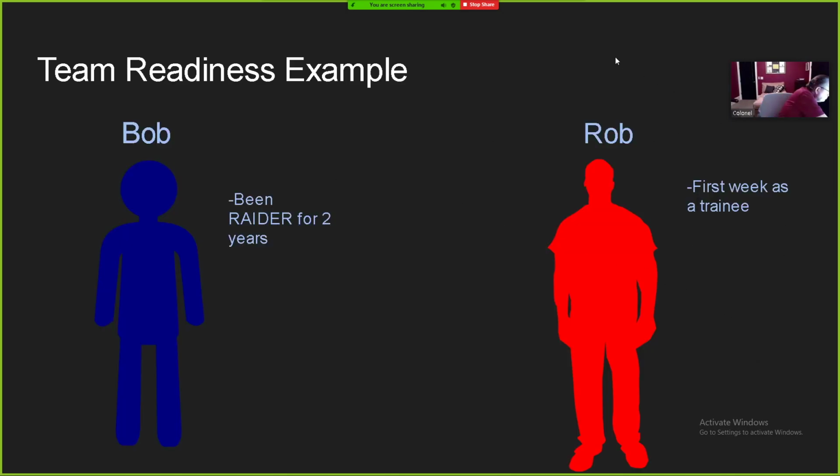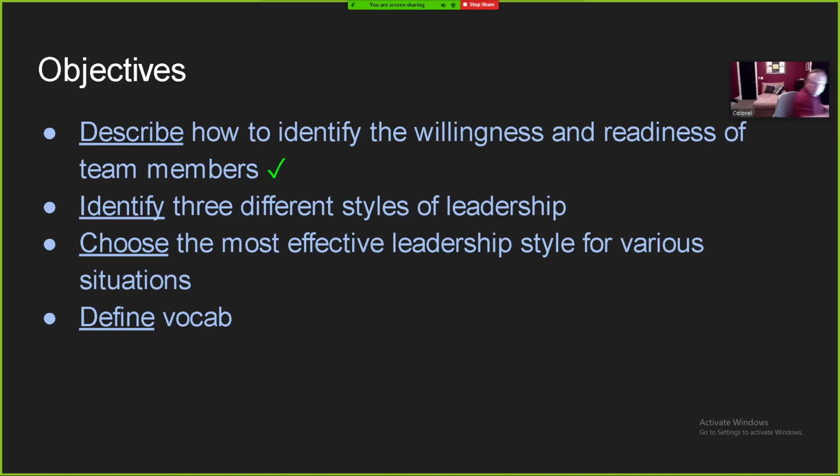So there's two people again, Bob and Rob, on a team, and let's say you're the leader, you're the commander of Raiders, you're leading a practice, right? And Bob has been there for 2 years, and Rob has been there for 1 week as a trainee. Who are you going to teach more or pay attention to more in terms of different customs in practice or how to do certain exercises? Obviously, Rob, right? I'm not going to pull someone out because that one's kind of easy. So now we were able to describe how to identify the willingness and readiness of team members.